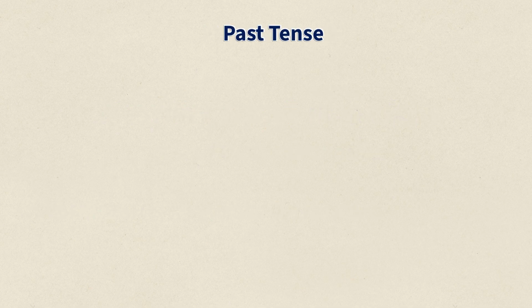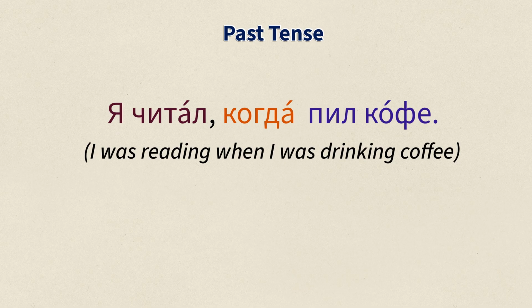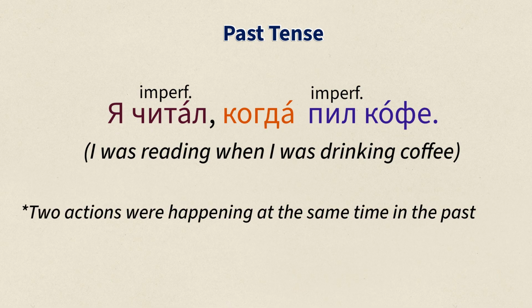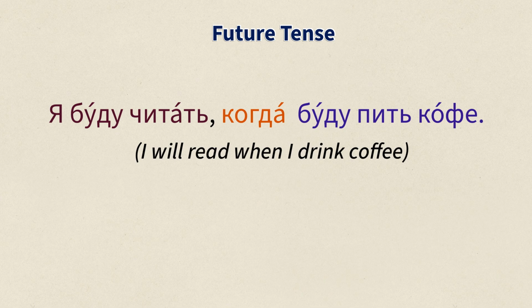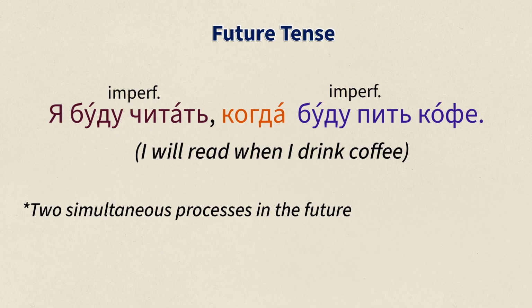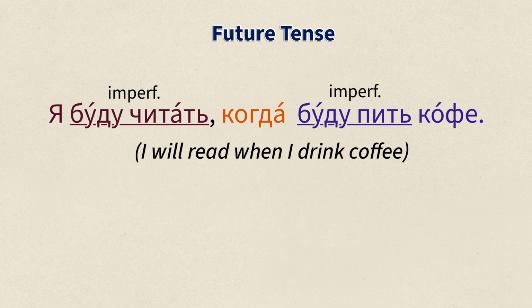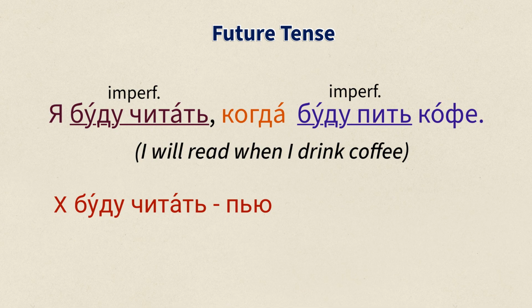Let's move on to past tense. Я читал, когда пил кофе. Again, both verbs are imperfective. They describe two actions that were happening at the same time in the past. And finally, future tense. Я буду читать, когда буду пить кофе. Both verbs are in the future and imperfective. This describes two simultaneous processes in the future. In Russian, verb tenses must match. Буду читать, буду пить, but not буду читать, пью.